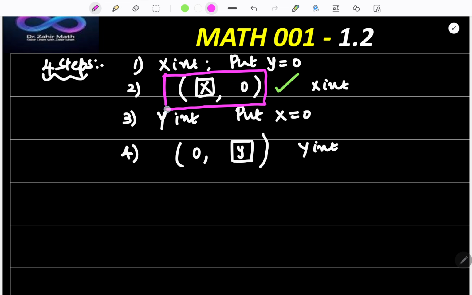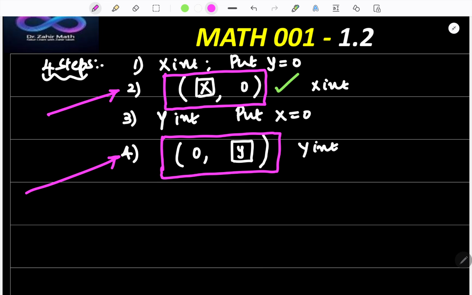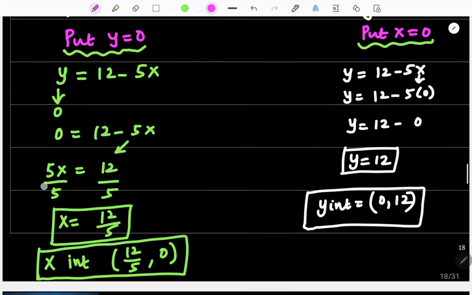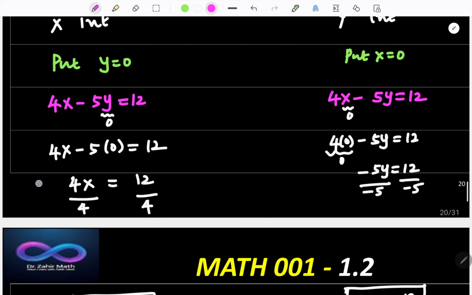I told you students always make careless mistakes, remember? And this is the careless mistake. They forget step number 2. They forget step number 4. If you write step number 2, then only the problem is complete. If you write step number 4, then only the problem is complete. Clear, all of you?